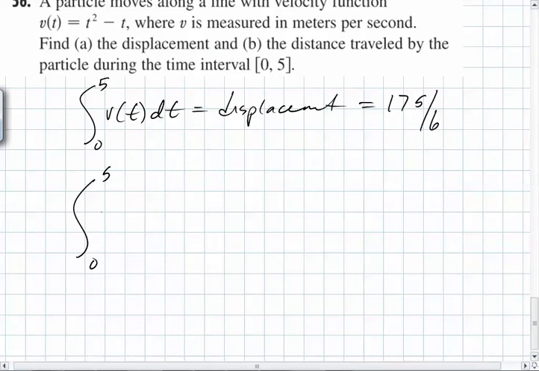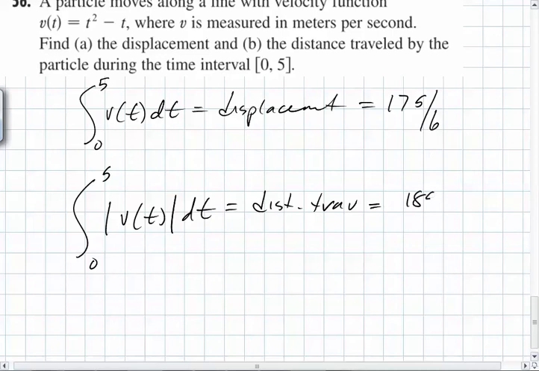What do you have to evaluate? You do the integral from 0 to 5 of what? If you had your calculator, you can do this on your calculator as well. That right there is distance traveled. What does that equal? That's equal to 185 over 6. So if the distance traveled is more than the displacement, what do you know for certain about that particle? It must change direction at least once.